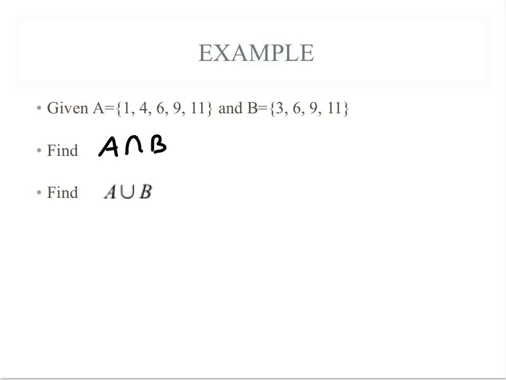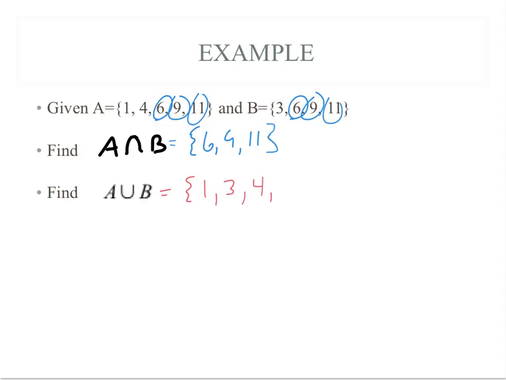Find A intersection B. So this is what they have in common. Looking at this, they both have a 6, 9, and 11. So 6, 9, and 11. For the union, we want all of them. So I'm going to write 1, 3, 4. Now I'm only going to write 6, 9, and 11 down once because they just need to be represented in the union.